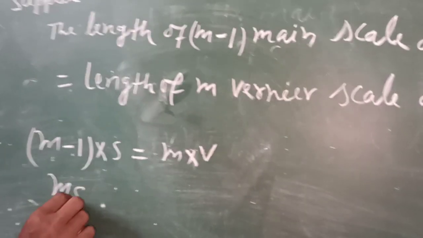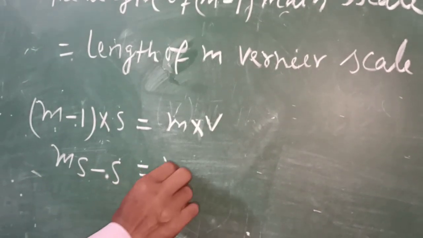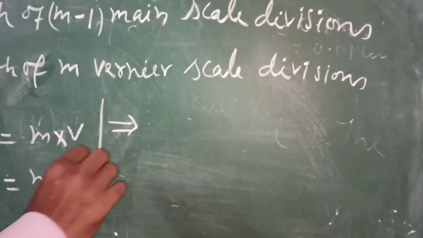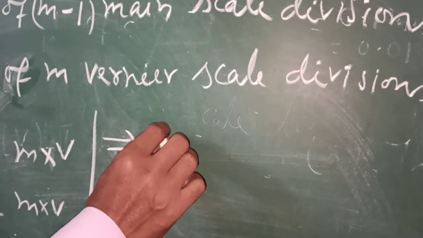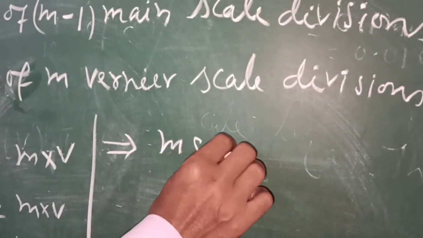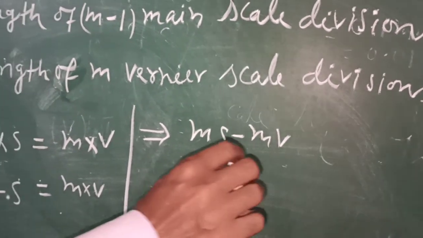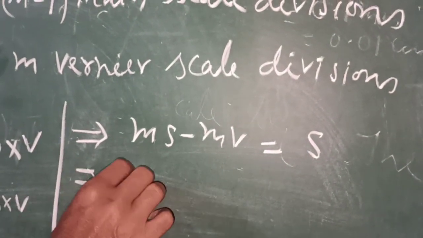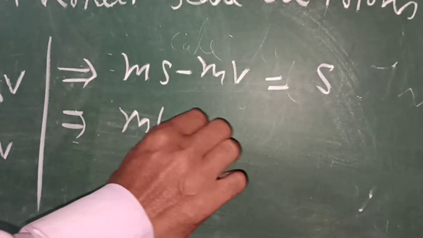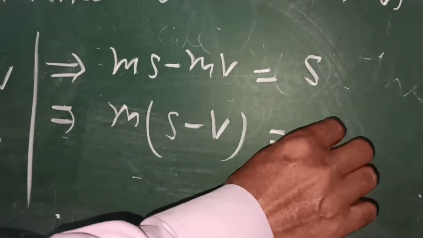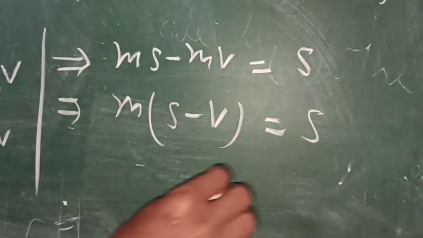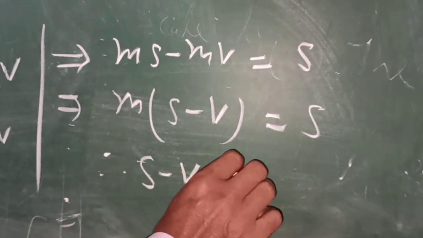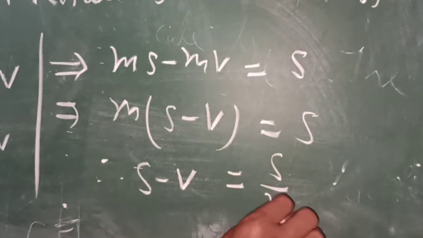mS minus S is equal to m into V, and mS minus mV is equal to S. Taking m common, S minus V is equal to S. Therefore, S minus V is equal to S by m.